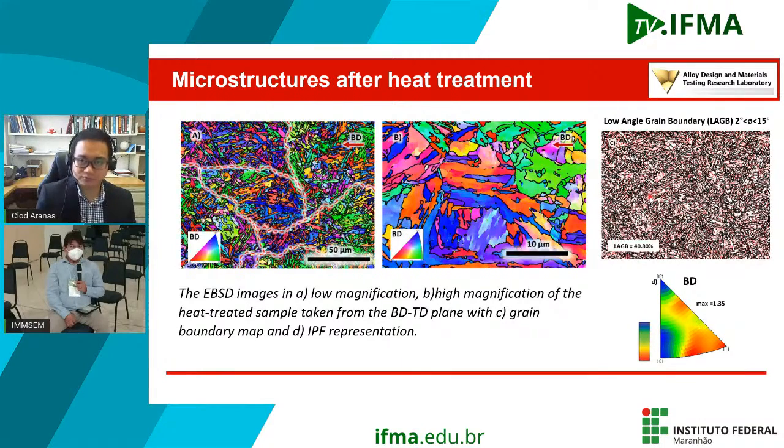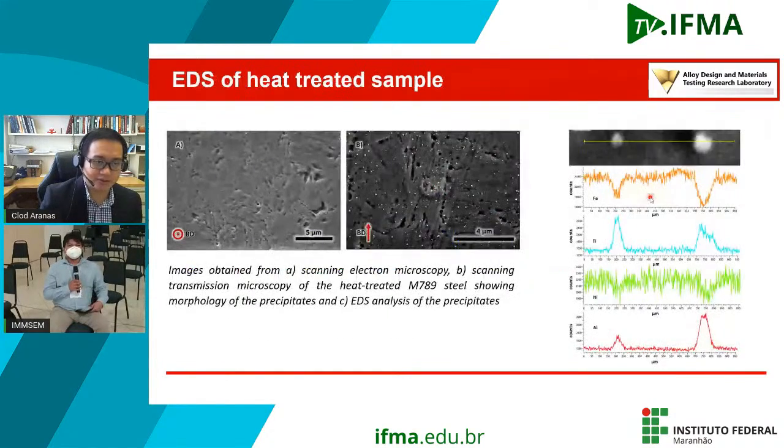Ou seja, agora você percebe que os ângulos de desalinhamento, baixo ângulo de desalinhamento entre os grãos, agora é mais baixo, ou seja, nós temos uma coisa mais homogênea aí. And after heat treatment, we look closely at SEM. You can see those white particles inside the material, which are precipitates.